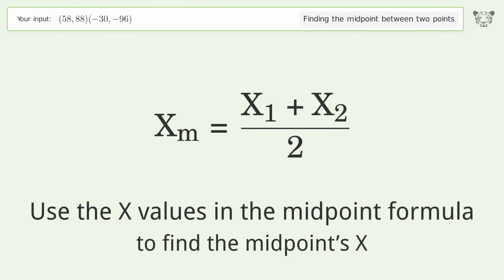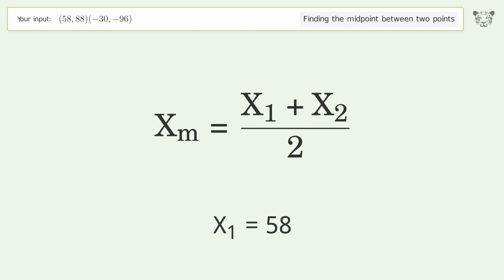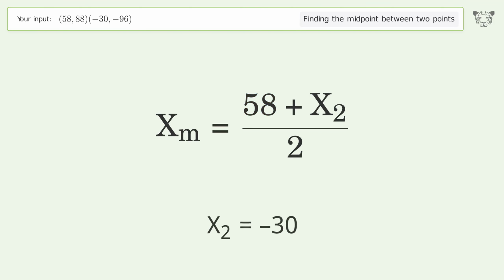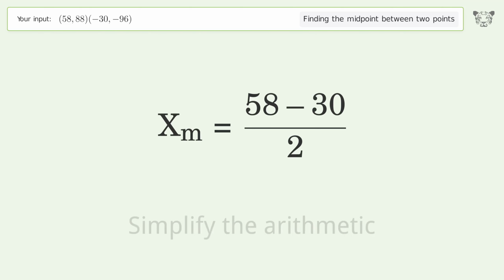Use the x values in the midpoint formula to find the midpoint's x. x1 equals 58. x2 equals -30. Simplify the arithmetic.